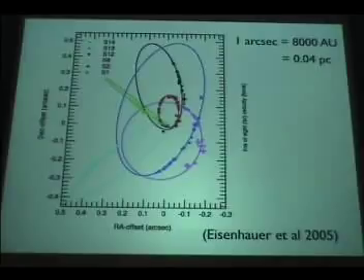Now we have to remember a few units here, so perhaps I put them on here to help us. The center of the galaxy I've taken to be exactly 8 kiloparsecs away, which means by definition 1 arc-second is exactly 8,000 AU. Okay? And that's 0.04 parsecs, give or take.